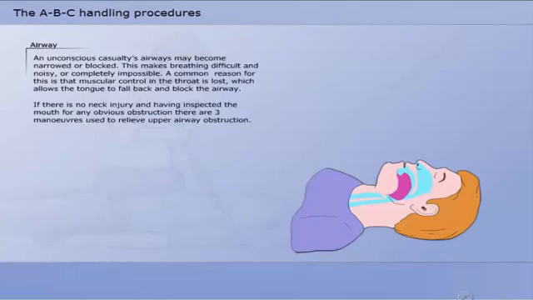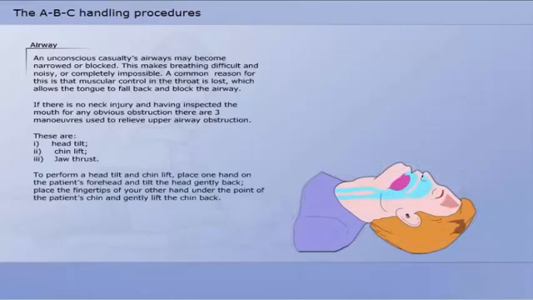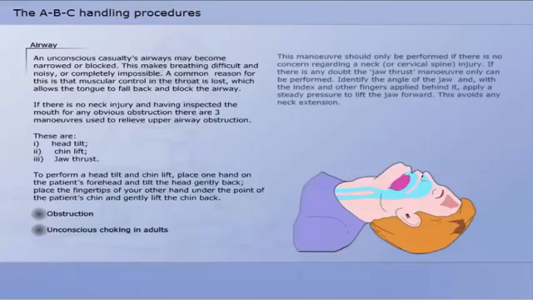If there is no neck injury, and having inspected the mouth for any obvious obstruction, there are 3 maneuvers used to relieve upper airway obstruction. These are head tilt, chin lift, and jaw thrust. To perform a head tilt and chin lift, place one hand on the patient's forehead and tilt the head gently back. Place the fingertips of your other hand under the point of the patient's chin and gently lift the chin back.